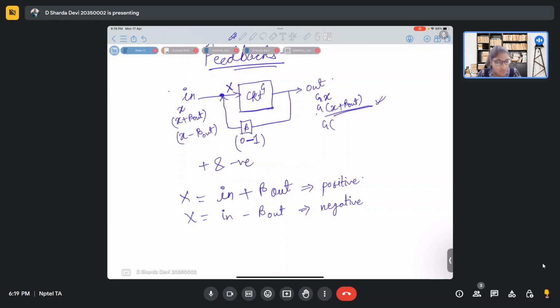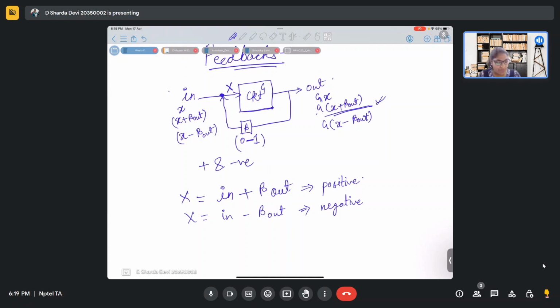So my output is X minus beta out into G. Now from Gx it has reduced. So it is very clear that when we apply a positive feedback, my output will start to increase, whereas when I apply a negative feedback, my output will actually reduce. Based on these principles, these feedbacks are used for their advantages.